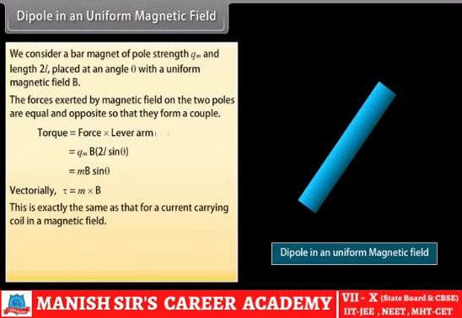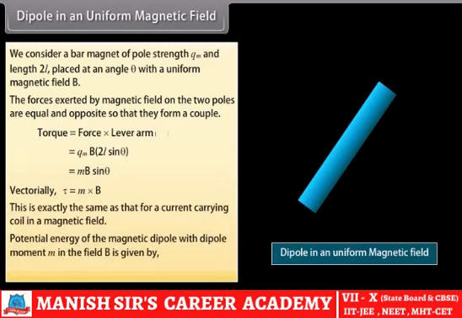This is exactly the same as that of a current carrying coil in a magnetic field. Potential energy of the magnetic dipole with dipole moment m in the field B is given by U = −m·B.